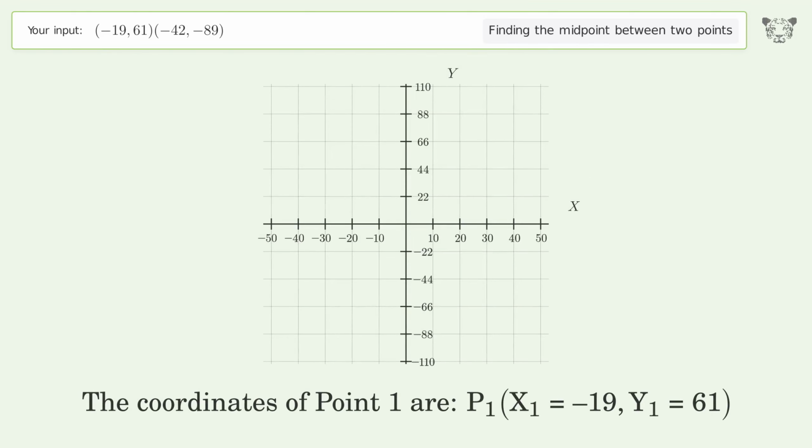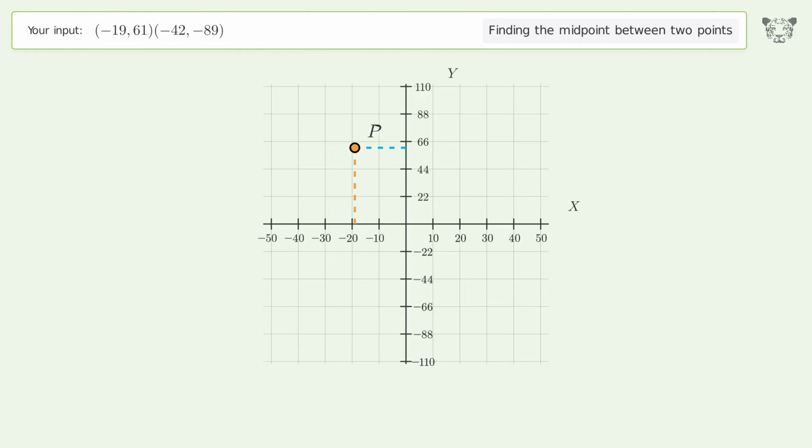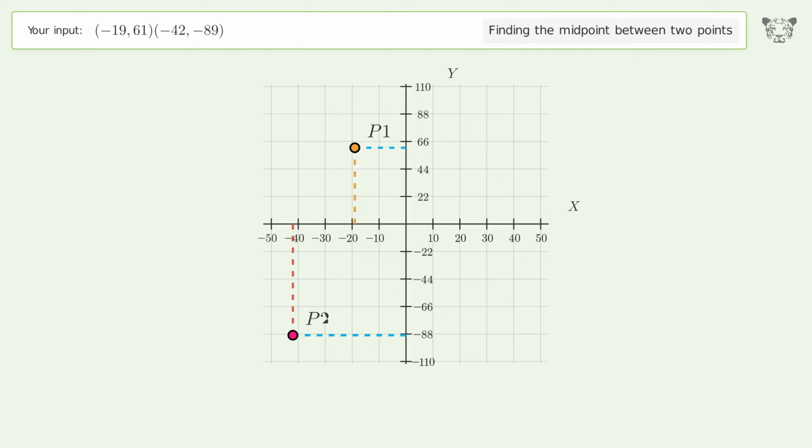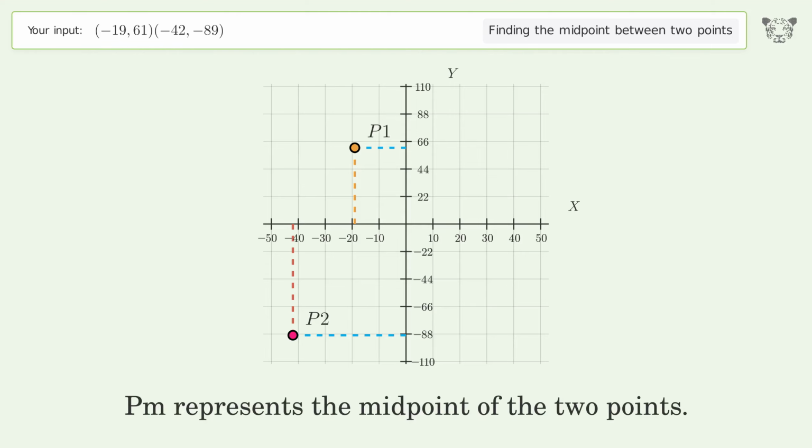The coordinates of point 1 are, x1 equals -19, y1 equals 61. The coordinates of point 2 are, x2 equals -42, y2 equals -89. PM represents the midpoint of the 2 points.